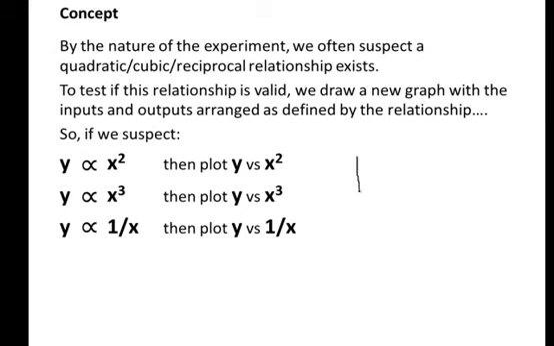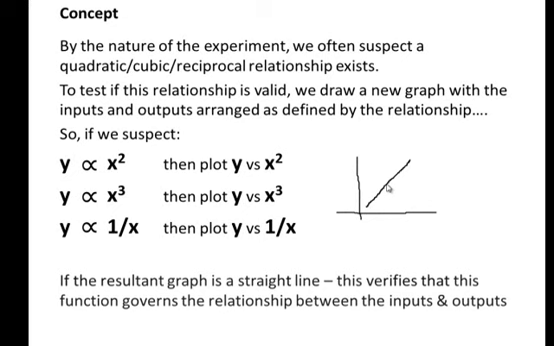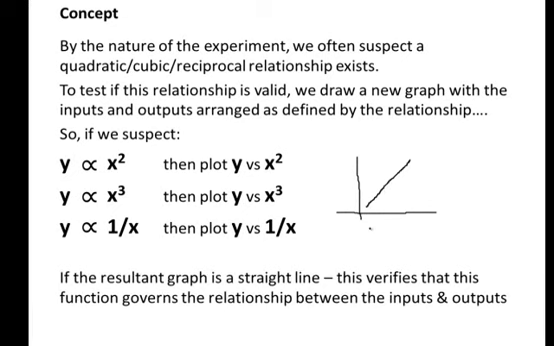And then, as I was saying, if you end up with a straight line, a linear relationship, this verifies that the relationship is governed by the function we suspected. And as I was saying, we can actually determine the exact equation by getting the slope.